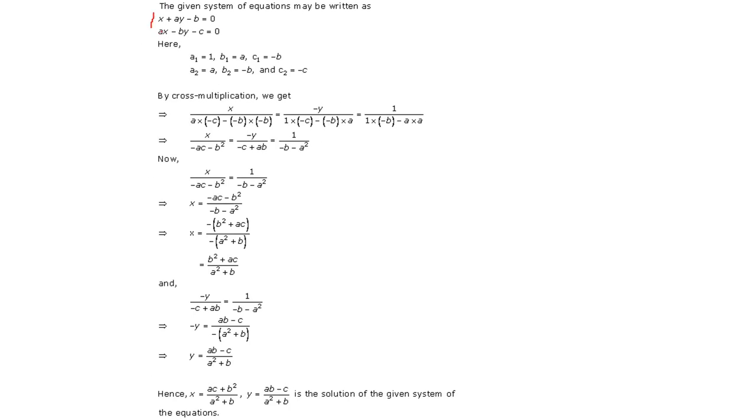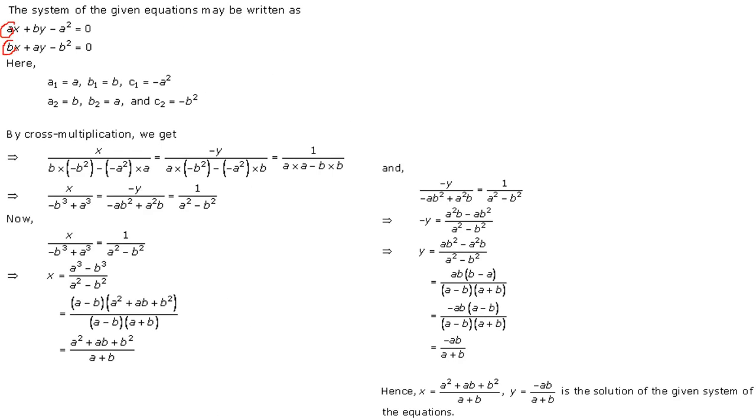Here also a1 is 1, a2 is a, b1 is a, b2 is minus b, c1 is minus b, c2 is minus c. And do the cross multiplication, you will get these values, and there will not be much cancellation. This will only come as x, this will only come as y.